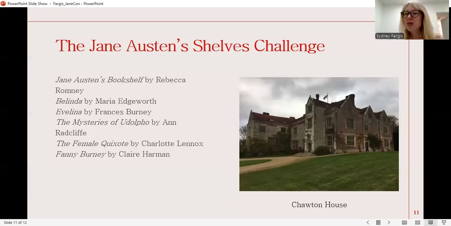So, this is a picture of Chawton House. This is a very abbreviated list because it's a slide of just some books that are 100% worth checking out. Jane Austen's Bookshelf, first and foremost, where you'll also get exposure to a handful of female writers I did not have time to highlight in depth in this talk. Belinda by Maria Edgeworth, Evelina by Frances Burney, The Mysteries of Udolpho by Ann Radcliffe, The Female Quixote by Charlotte Lennox, and the biography by Claire Harman on Fanny Burney, just a few to get going.